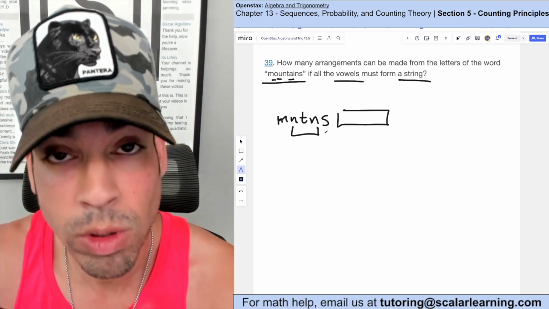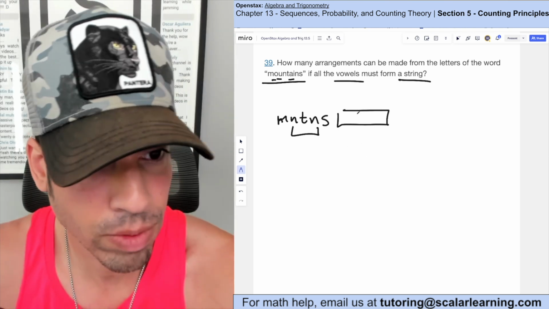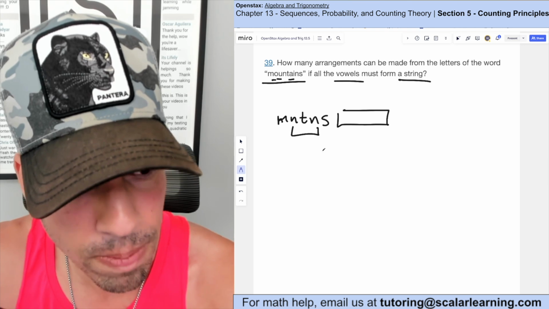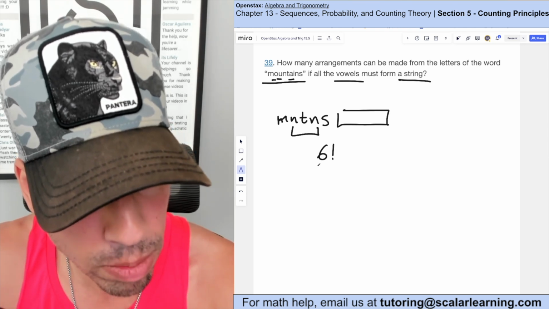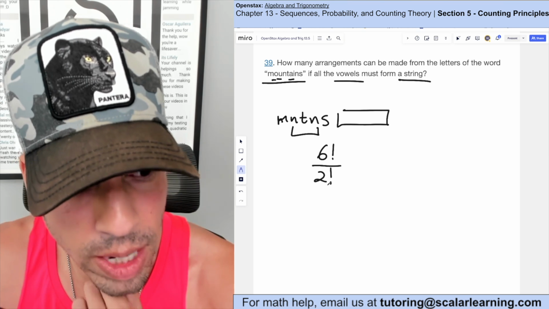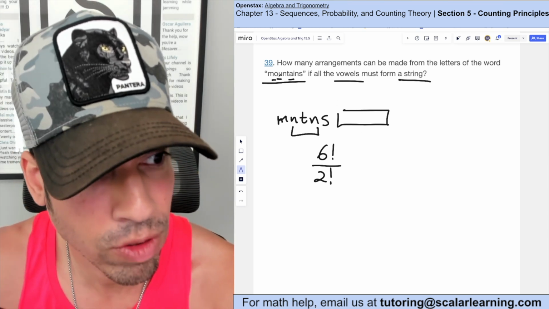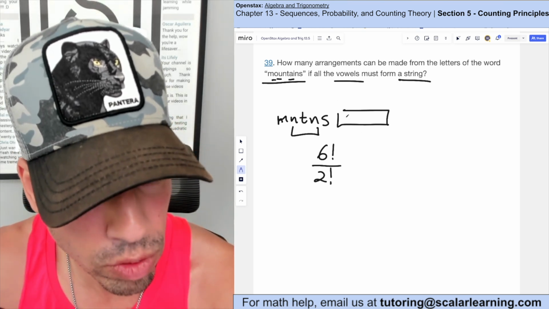So we do have 2 of the same. We have to remember that. And then we also have in total 6 letters if we think about this vowel string as one letter. So we start with 6 factorial, but again, we have to divide by 2 factorial because there's 2 N's. All right. But then we have to think about this string, right? So yes, we have a string of O, U, A, I. Those are all unique, right?